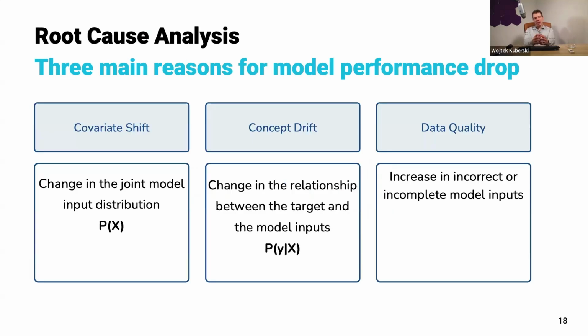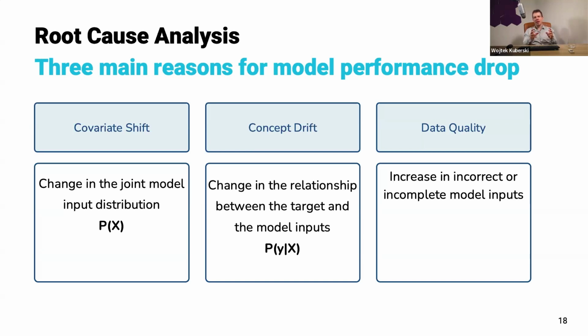And then you're going to, generally speaking, arrive at three main reasons for model performance drop. The first one is covariate shift. Covariate shift is a change in the joint model input distribution. So if you look at any kind of changes in a single feature or correlation between features or any kind of even more complex structural change in how the model input distribution looks like, this is covariate shift.